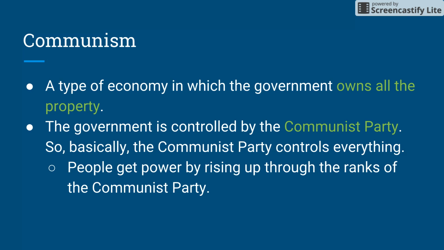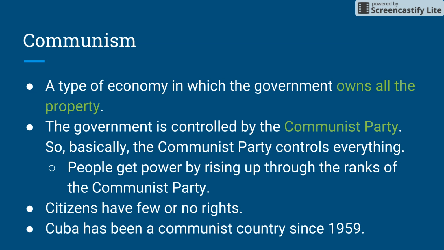People get power by rising up through the ranks of the Communist Party. Citizens have few or no rights in a communist country. Cuba has been a communist country since 1959.